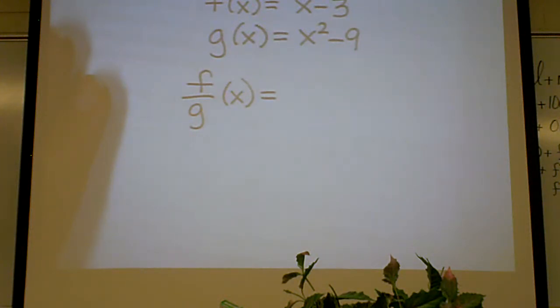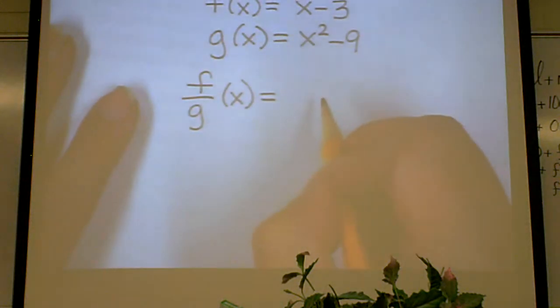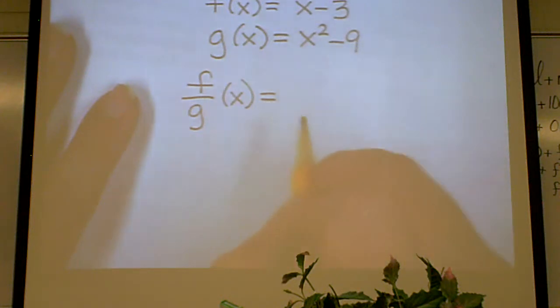Five of you? What would you write for an answer? f over g of x. 1 over x what? 1 over x minus 3? Plus this. Very good. Wow, you guys are good.